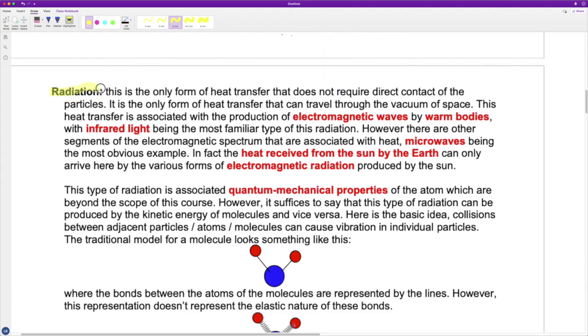So again, radiation is the only form of heat transfer that does not require direct contact with the particles. And this is the only form of heat transfer that can travel through the vacuum of space. So the energy from the sun comes in this form, and this form is known as electromagnetic waves.